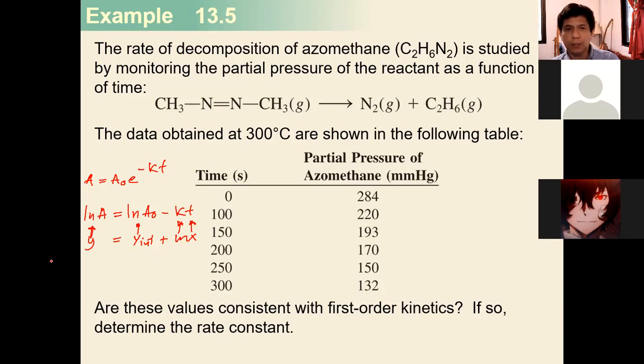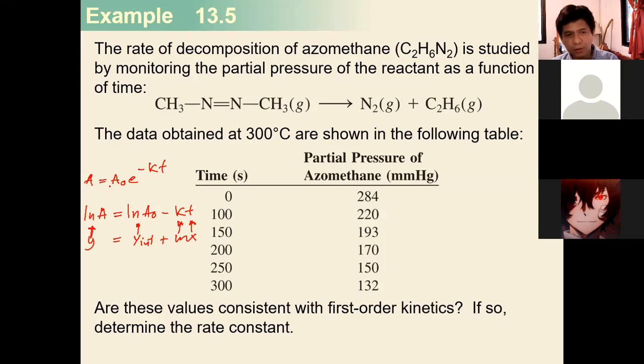Okay, so let's read the problem. The rate of decomposition of azomethane C2H6N2 is studied by monitoring the partial pressure of the reactant as a function of time. We have here CH3NCH3, so this is azomethane, giving you nitrogen gas and C2H6, which is ethane. The data obtained at 300 degrees Celsius are shown in the following table, time versus partial pressure. The question is, are these values consistent with first order kinetics? If so, determine the rate constant.